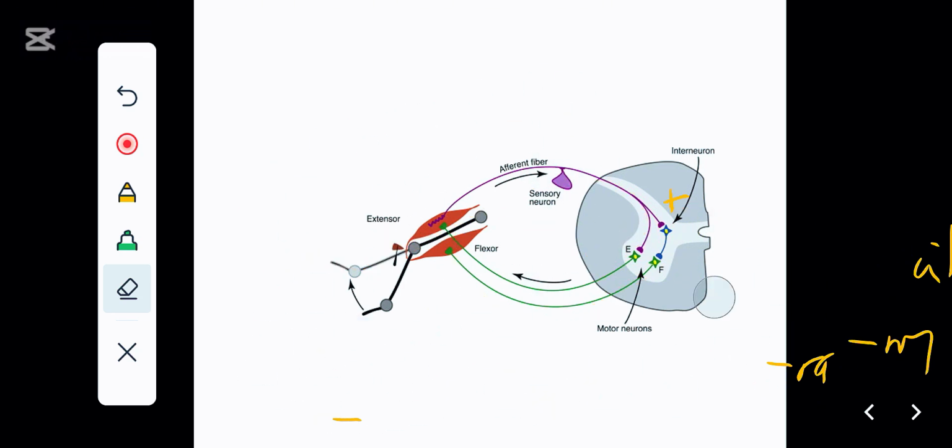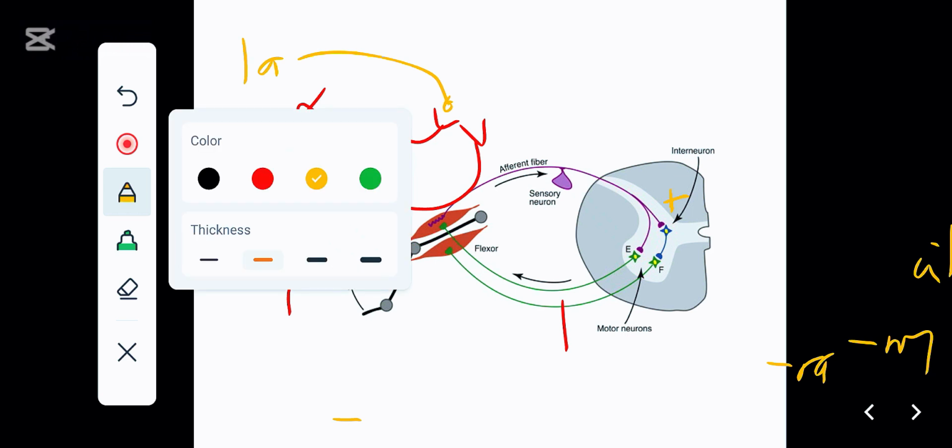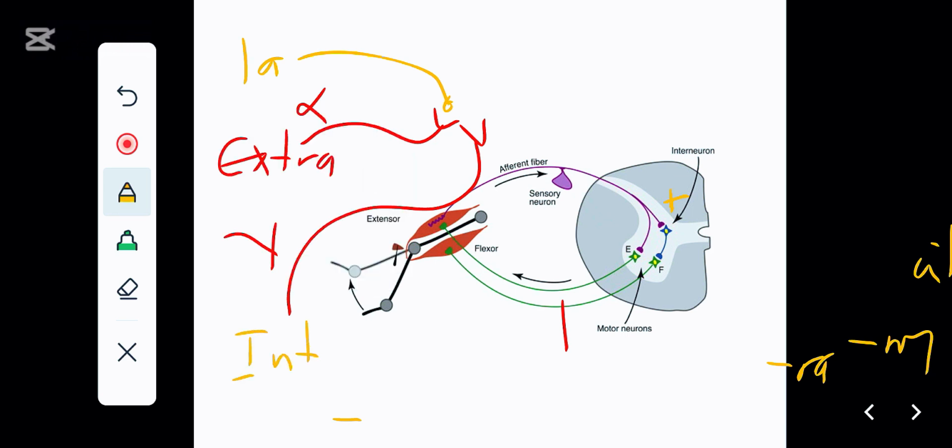So when your type 1A fiber comes into the spinal cord, it ends there. So it's going to synapse with two neurons. They haven't just shown it here. So one is the alpha neuron going to the extrafusal fibers. The other one is the gamma neuron going to the intrafusal fibers. Specifically, where in the intrafusal fibers? The peripheral portions that have contractile filaments.